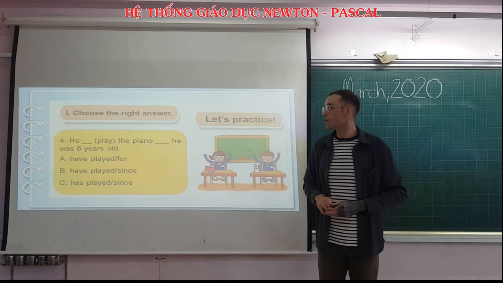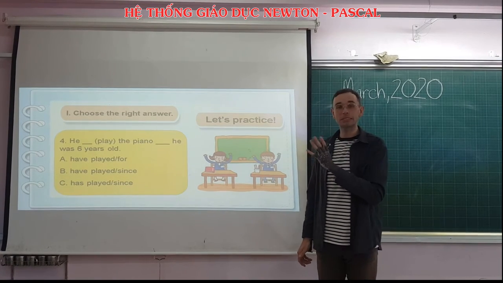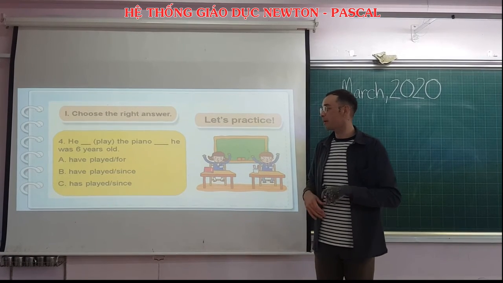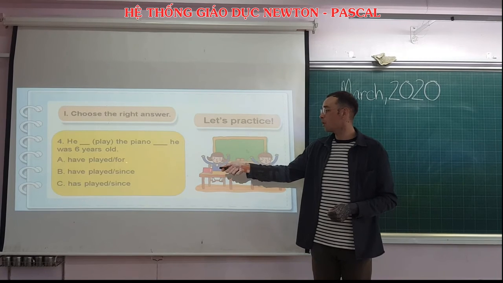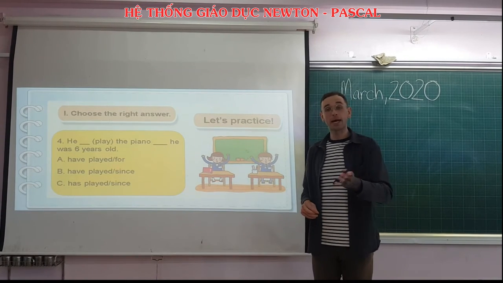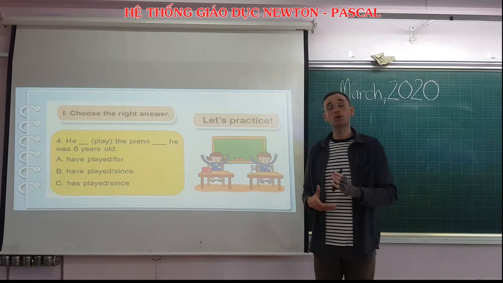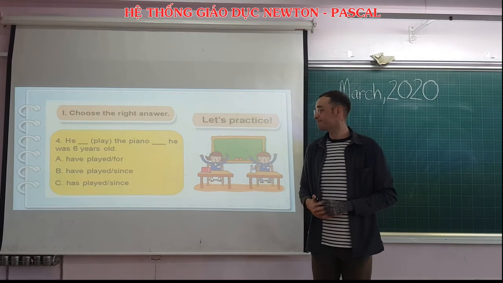Okay. Number 4, he blank the piano, blank, he was 6 years old. Okay. Again, we need to use the word play and decide do we want for or since to complete this sentence. Take some time, take as much time as you need to, push pause, and then push play again when you're ready to see the answer.